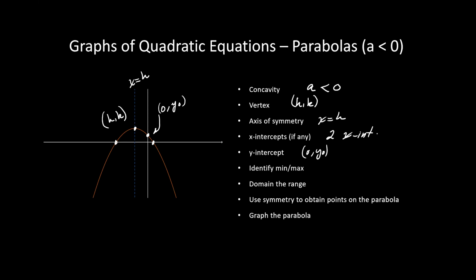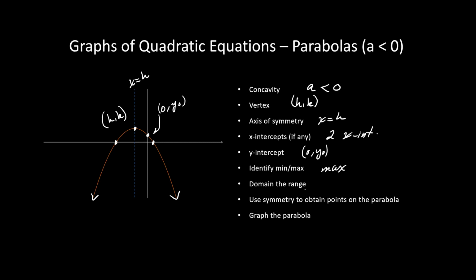Now, min or max. If you look at this parabola, do we have a min on the parabola or a max on the parabola? Obviously, here, these continue going to negative infinity. But we cannot go up beyond this point, beyond the vertex. So the vertex represents the maximum of the parabola. It doesn't go up above that, okay?